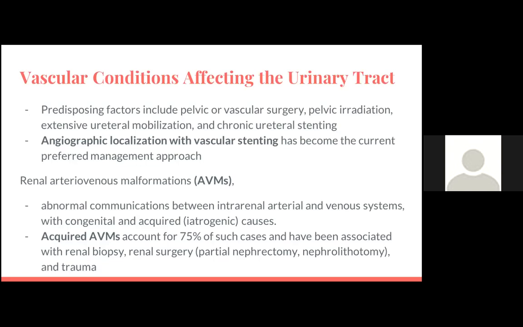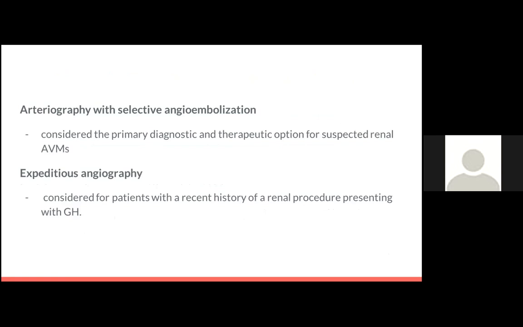Renal arteriovenous malformations are abnormal communications between intrarenal arterial and venous systems with congenital and acquired causes. Acquired AVMs account for 75% of such cases and have been associated with renal biopsy, renal surgery, and trauma. Arteriography with selective angioembolization is considered the primary diagnostic and therapeutic option for suspected renal AVMs. Expeditious angiography is considered for patients with recent history of renal procedure presenting with gross hematuria.